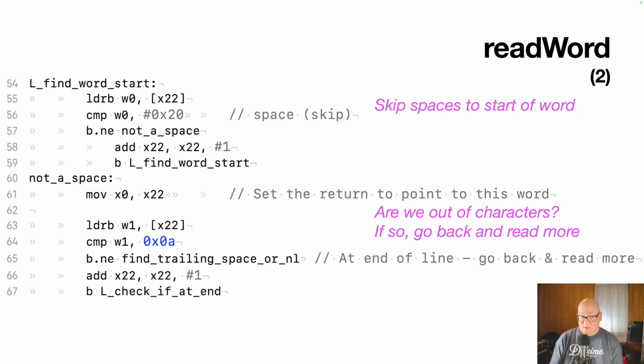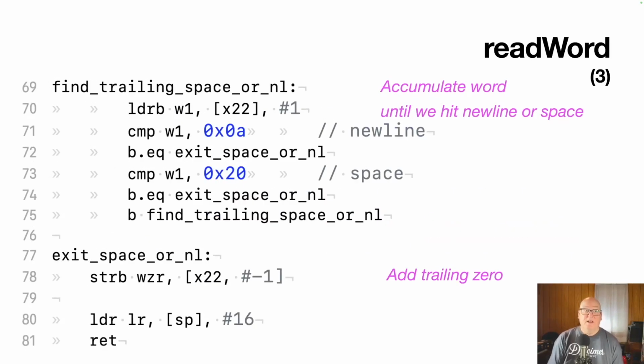But if we are at a new line, we'll skip over that and then go back up to the top where we read lines and see if we can get another line, so we get another word to work on. And if we got here, we said, okay, we're at a real word, and we're going to move forward until we find a new line or space, because we know that's the end of our word. If we find them, we exit.